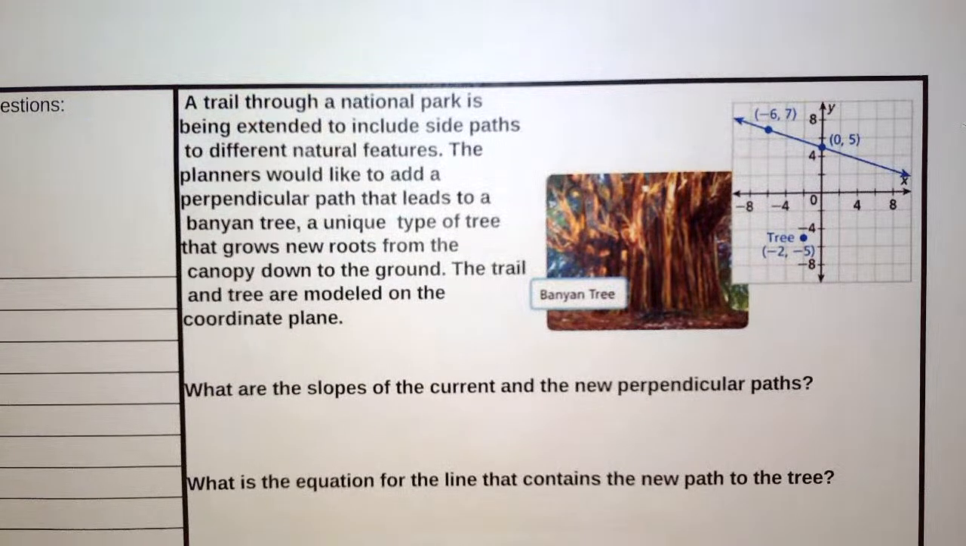Okay, a trail through a national park is being extended to include side paths to different natural features. The planners would like to add a perpendicular path that leads to a banyan tree, a unique type of tree that grows new roots from the canopy down to the ground. The trail and the tree are modeled on the coordinate plane. What are the slopes of the current and the new perpendicular path?